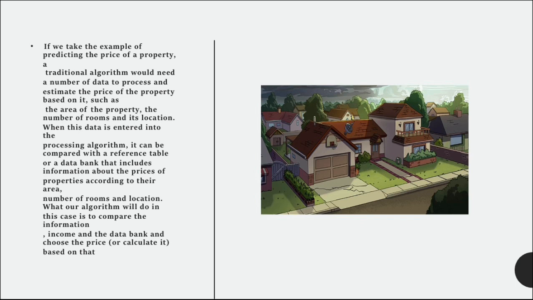When entering this data into the processing algorithm, it can be compared with a reference table or information bank that includes information about property price according to their area, number of rooms, and location. And what our algorithm will do in this case is compare the information and the input with the information bank and choose the price or calculate it based on that.